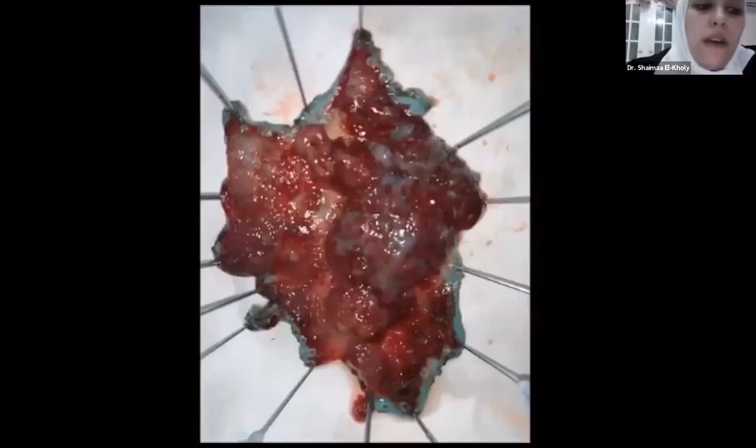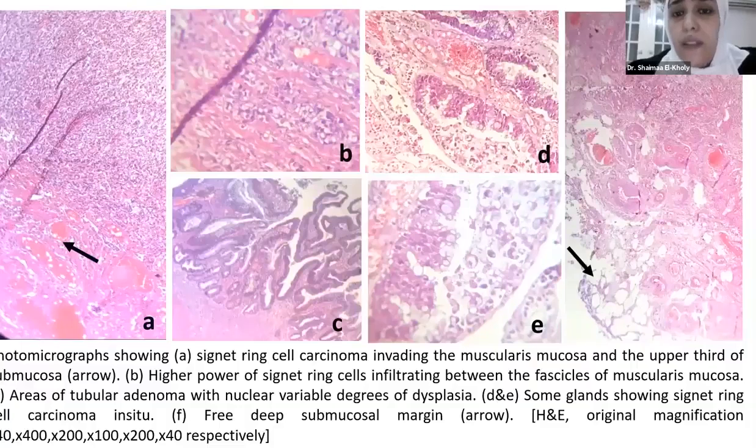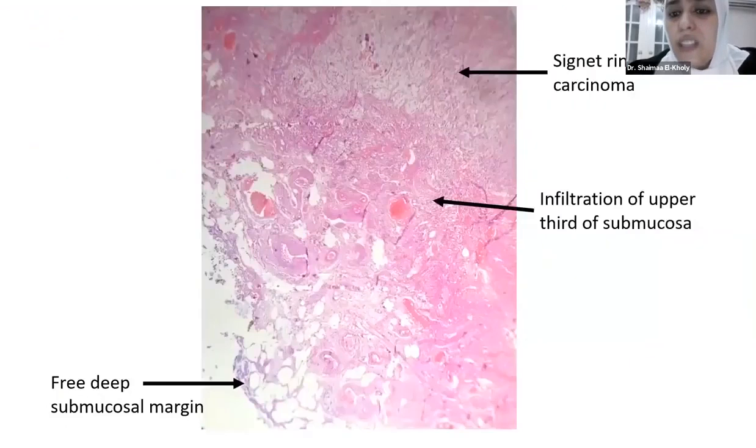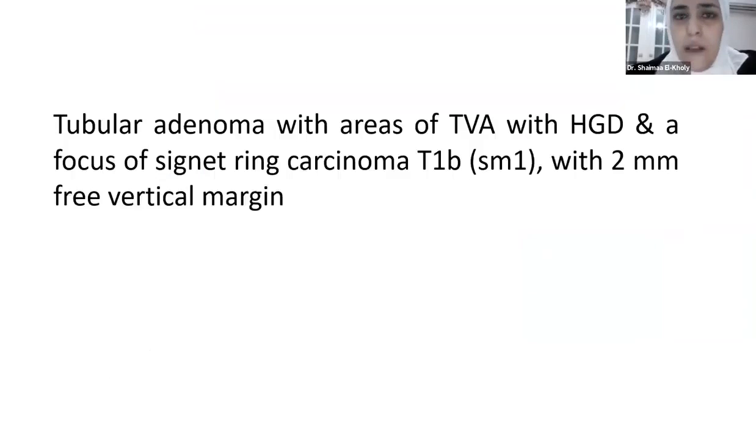And then when we go for the pathology, it is a tubular adenoma with areas of tubulovillous adenoma with high-grade dysplasia. And there is a single focus of cancer, invading to the SM1, and it has a free deep submucosal margin, which means that after we resected the SM1, there was a 2 millimeter free zone of cancer. Here is the final diagnosis: SM1 with a 2 millimeter free vertical margin, and of course the horizontal margin was free.